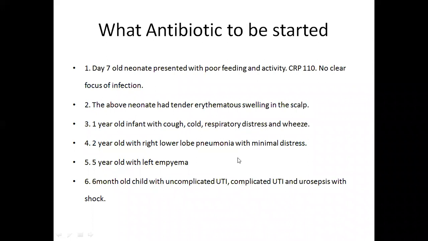And the last thing: a 6 month old child with uncomplicated UTI, complicated UTI, and urosepsis with shock. So we have three different scenarios of UTI. What are you going to start here? Uncomplicated UTI, oral antibiotics can be given. What oral antibiotic? That's what I'm asking. Amoxiclav or cefixime? Cefixime. Okay.